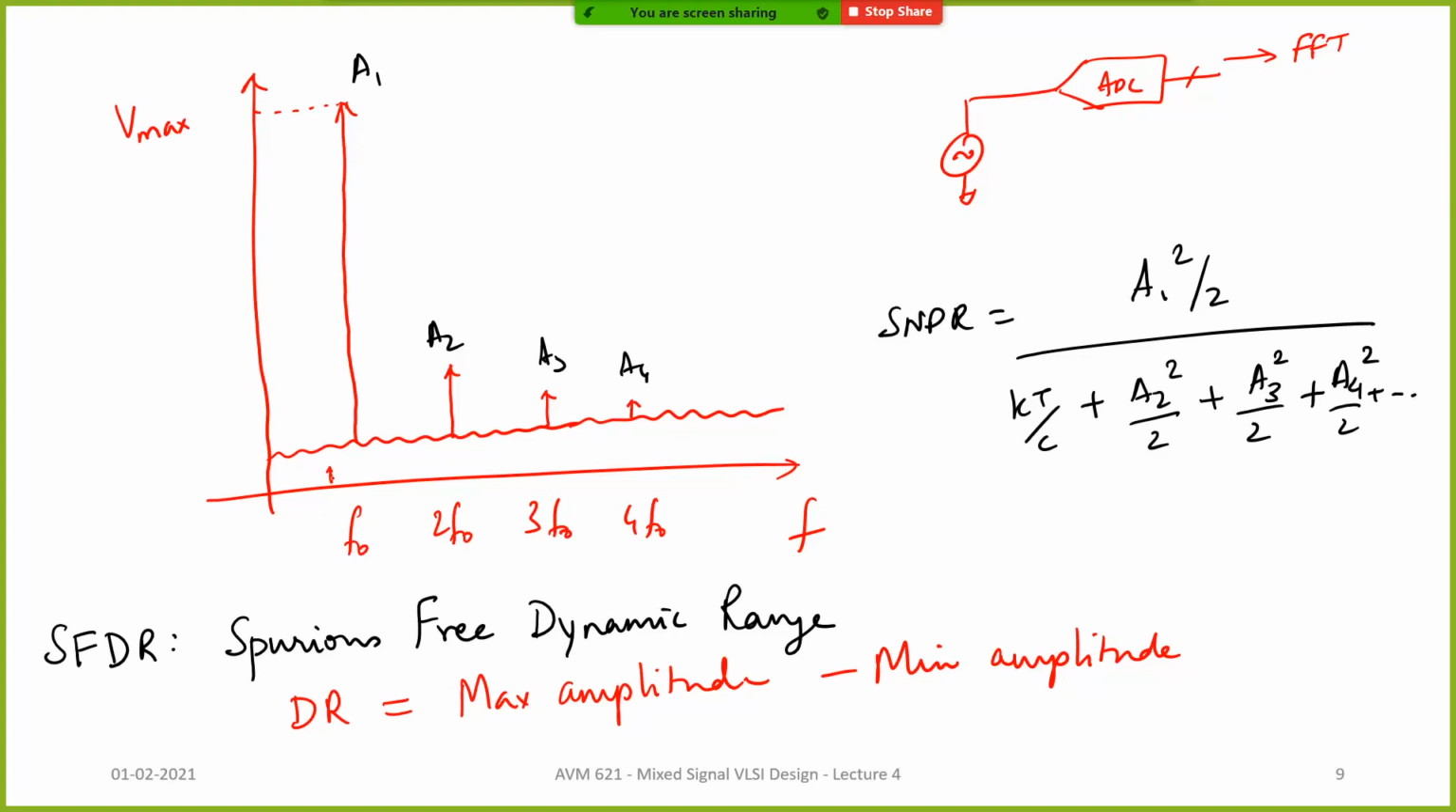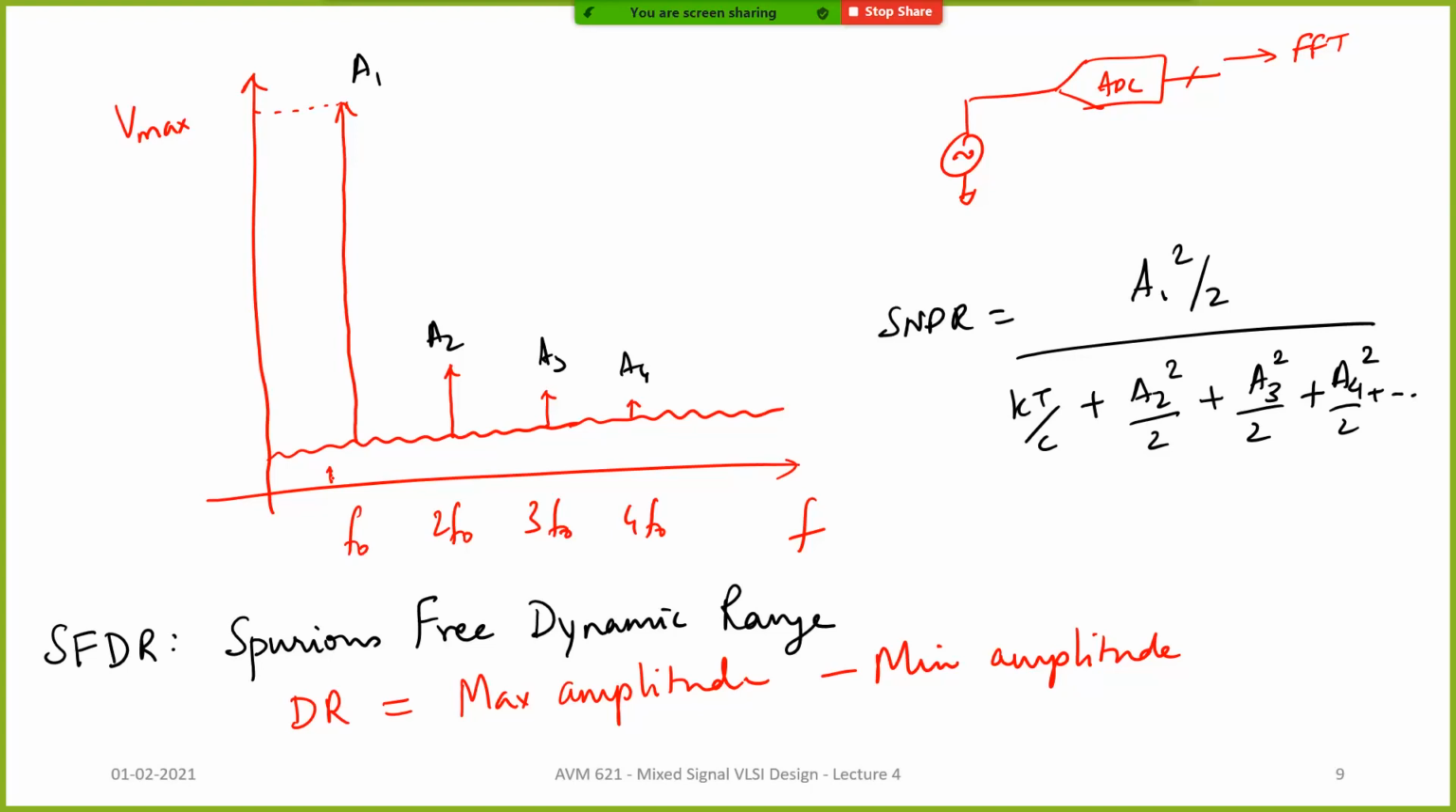So that is what is called the maximum amplitude that the ADC can measure, or in the case of a D2A converter, what is the maximum amplitude that a D2A converter can produce minus the minimum amplitude that it can either measure or produce.